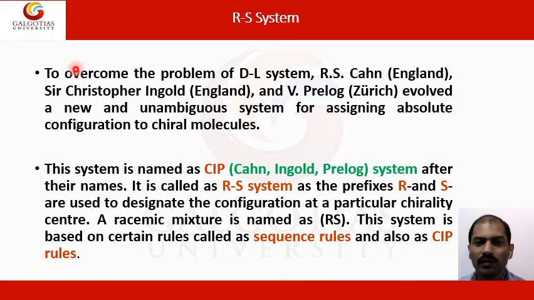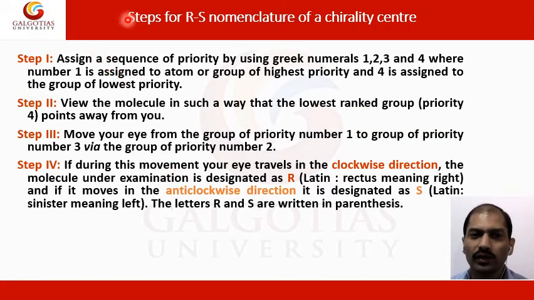So this system is named after these scientists who worked on the CIP rules, or CIP system of nomenclature. So in the RS system, R is the prefix for rectus and S for sinister, which we put in front of the particular carbon. Overall this is called the sequence rule. By following the sequence rule, there are certain steps, and if you follow them you will see that the molecule is assigned R or S.